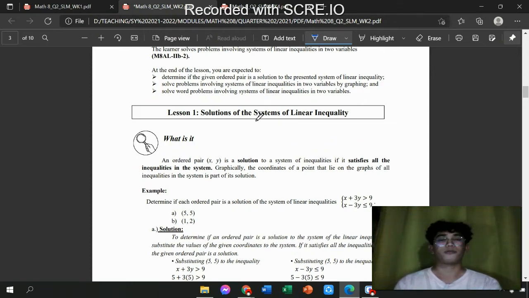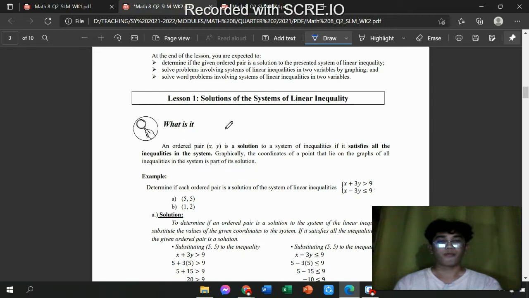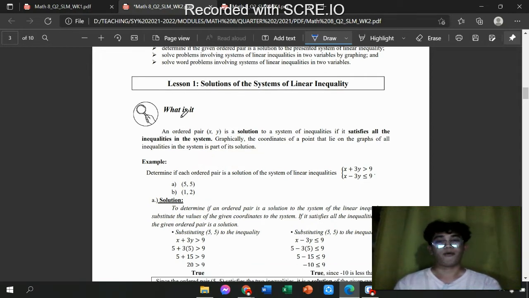Now, unsa maning solutions? Mao ni ang mga numbers nga pwede nato i-substitute sa atong variables sa atong linear inequality. So let's go to the definition. An ordered pair, x y. So di ba kay na mag-unsa ang porma sa ordered pair? Natay x ug natay y. Mao ni ang mga points na atong makita sa atong Cartesian plane, right? So an ordered pair x y is a solution to a system of inequalities if it satisfies all the inequalities in the system. Graphically, the coordinates of a point that lie on the graphs of all inequalities in the system is part of its solution.